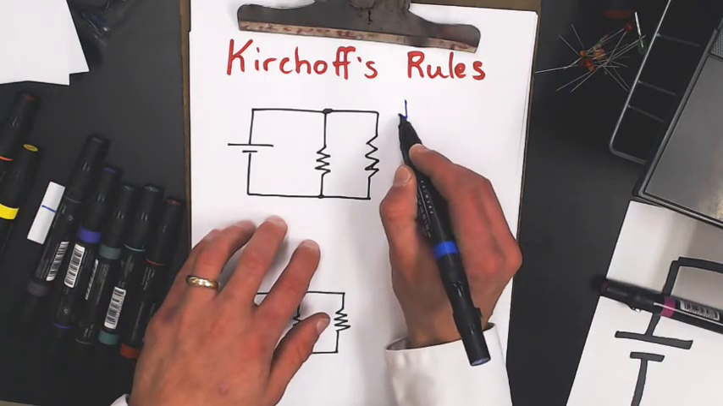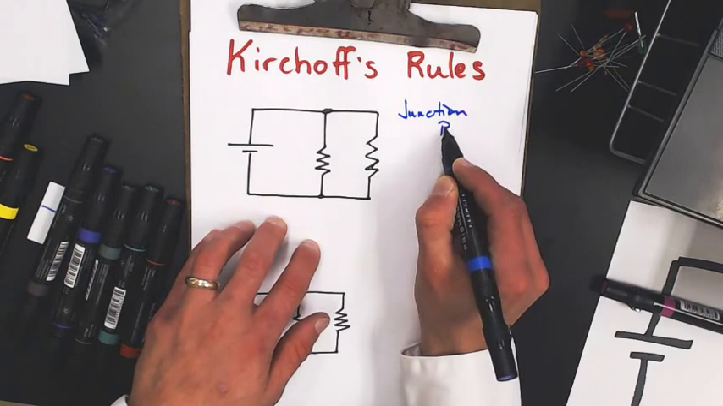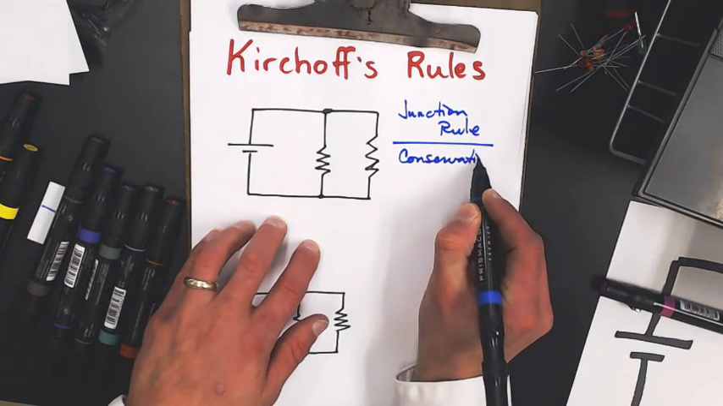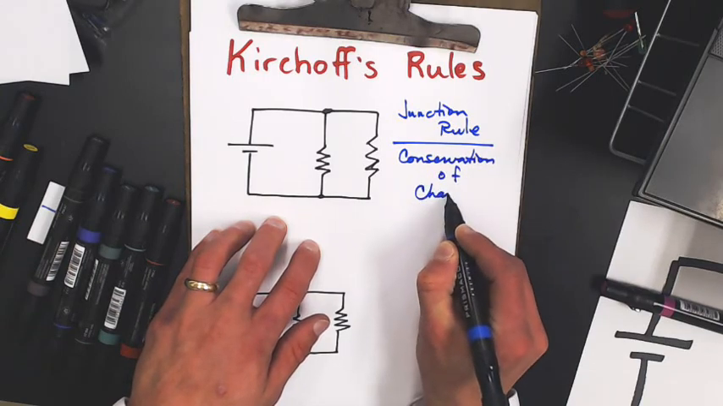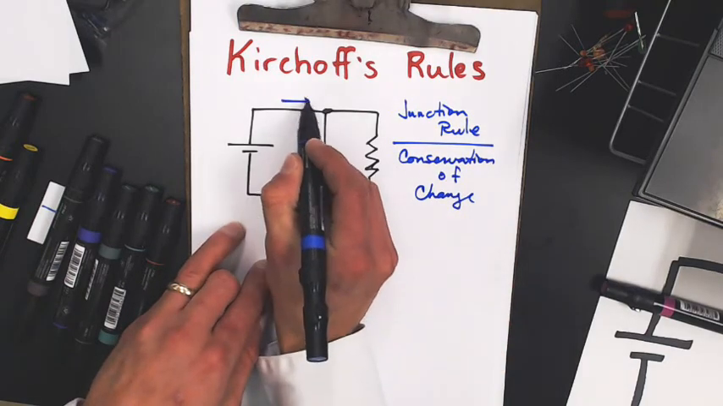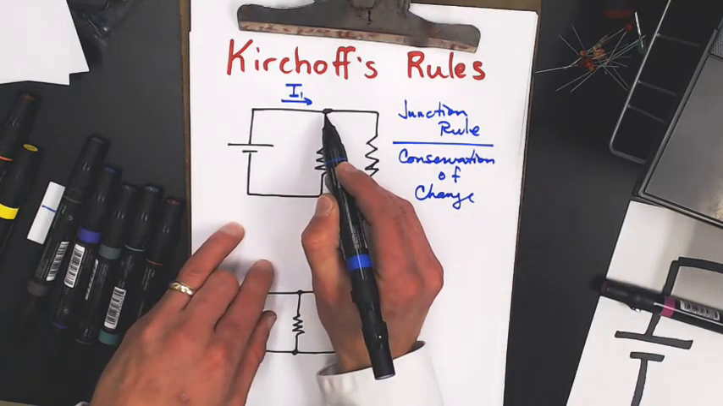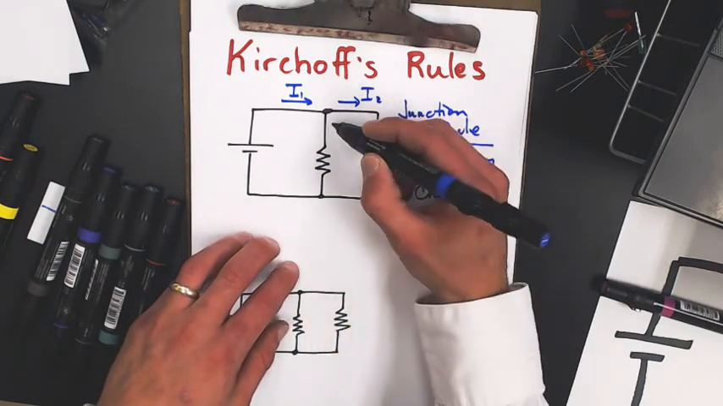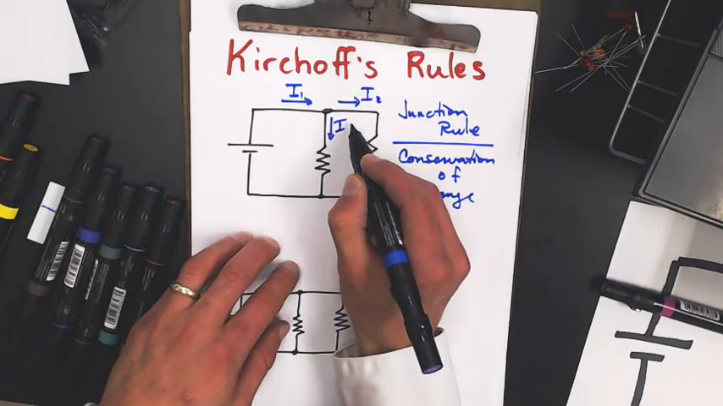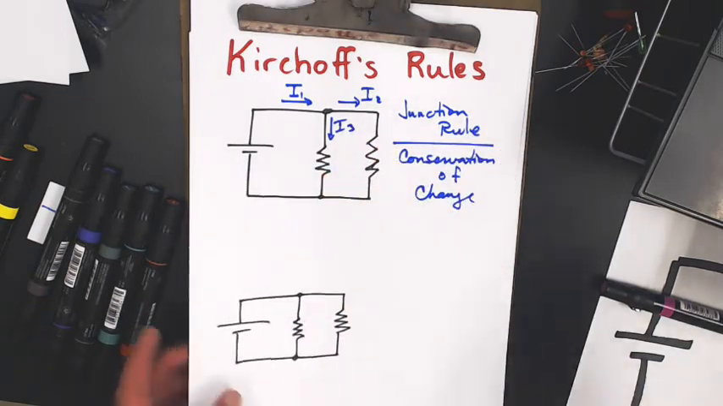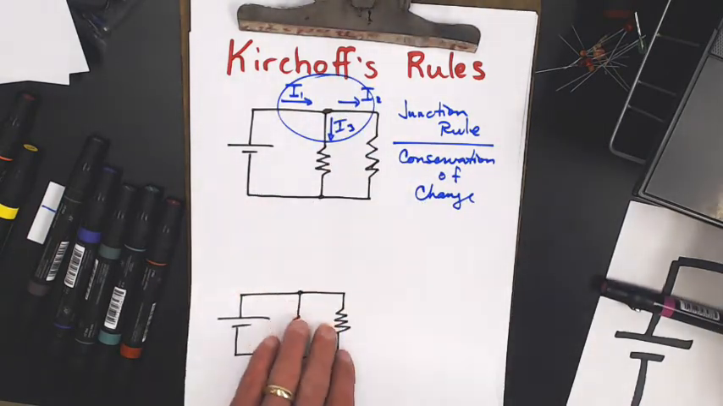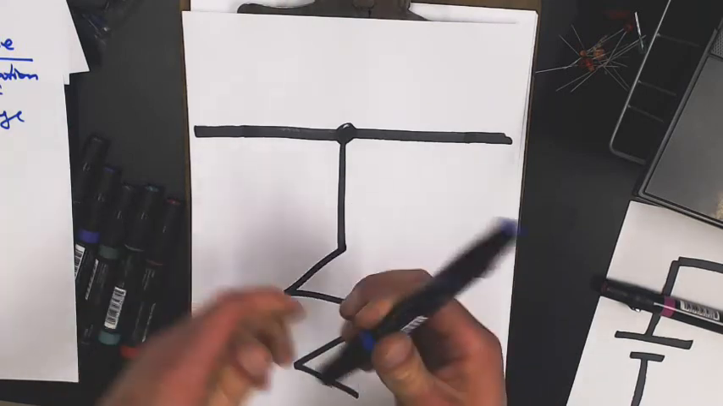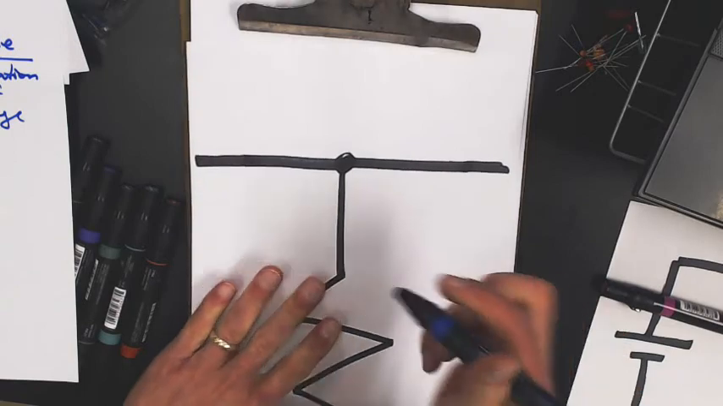So first we're going to have the junction rule. And really this one is conservation of charge. So what that means is when we have current coming into a junction, it's water in a pipe. It either has to go this way, so we'll call this current 2, or it can go this way. But that's kind of small, so let's zoom in on this. There it is. All right.